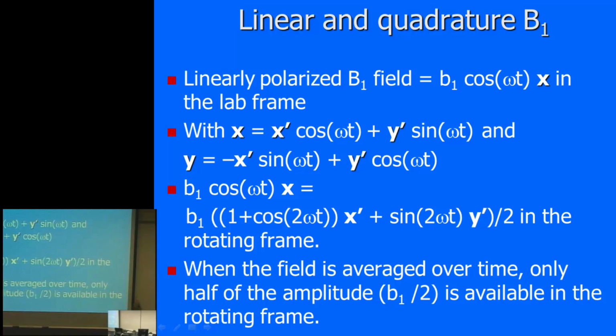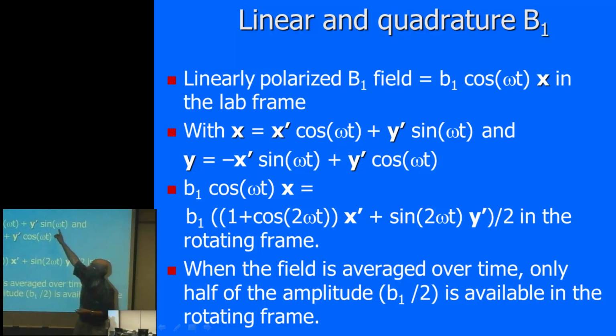Okay, so from the laboratory frame, that field is an oscillating field, but it's a linear field because it's always pointing along the x direction or minus x direction. Doesn't matter. It's just toward the x direction. In the laboratory frame, that's what we see. It's just oscillating like that.